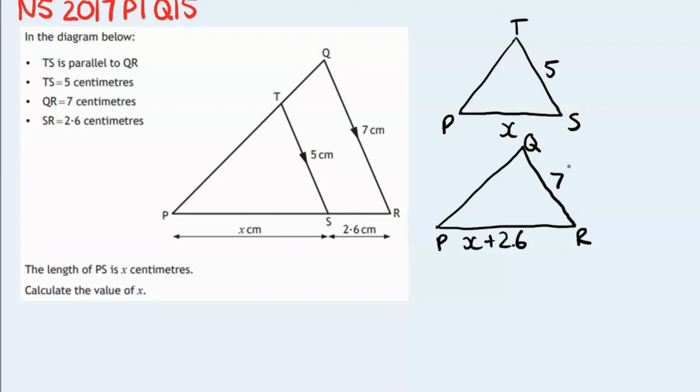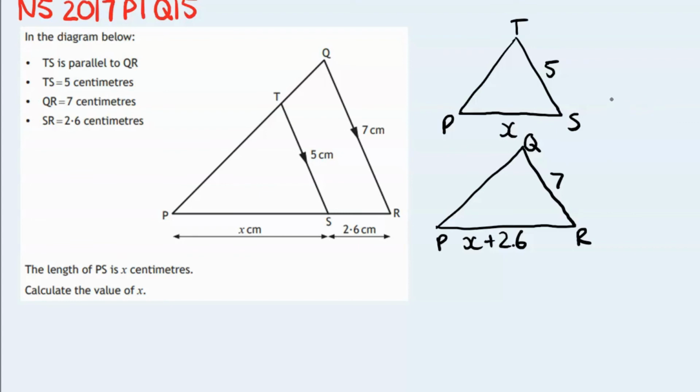Now, after we do that, normally we label the shapes as being the old shape and then the new shape. So the old shape is the shape that has the most information about it. But what you'll notice from this diagram is that both shapes have the same amount of information. We know the length of two sides of the triangle.